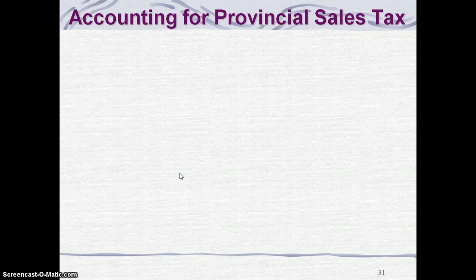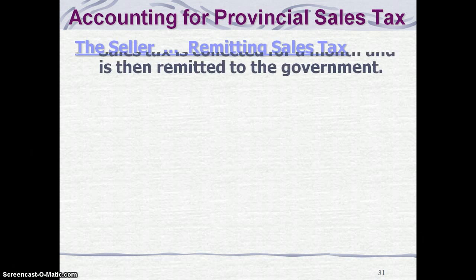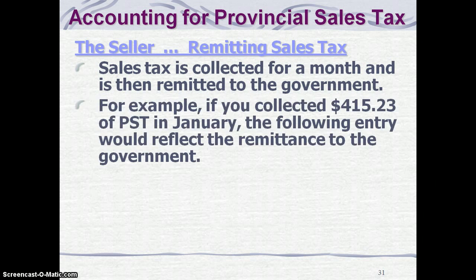Now that you've seen how PST is accounted for in the books of the seller after a transaction occurs, the second thing that happens with the PST is that it is remitted by the seller. PST is collected monthly by the government from retailers, and when this happens, retailers must reflect this in their books. They must show that they are paying for their PST. For example, say that we collected $415.23 worth of PST in a month. We must give this back to the government. The transaction will affect the PST payable account as we are moving money out of it, and the bank account as we are paying our PST payable.